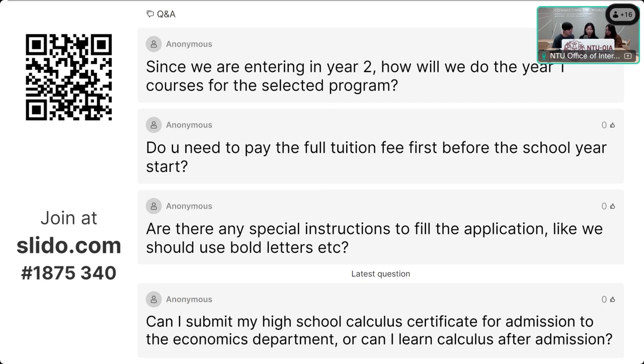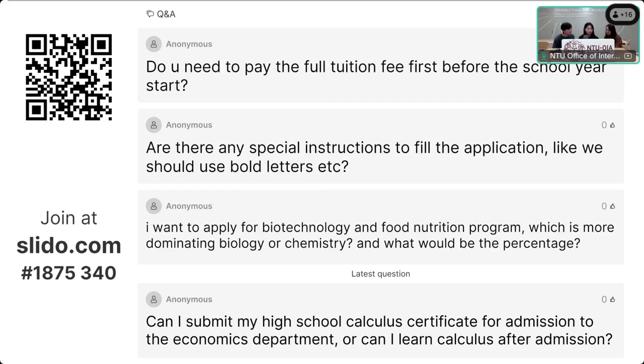Okay, thank you. Do you need to pay the full tuition fee first before the school year starts? Okay, just generally the tuition fee will be paid before the semester starts, but if you get admitted, you will receive more information regarding the tuition fee payment.